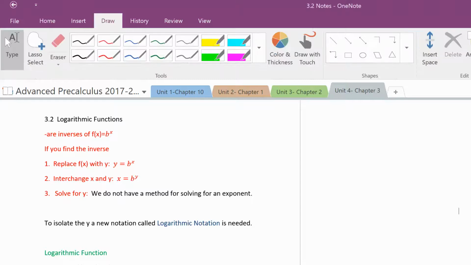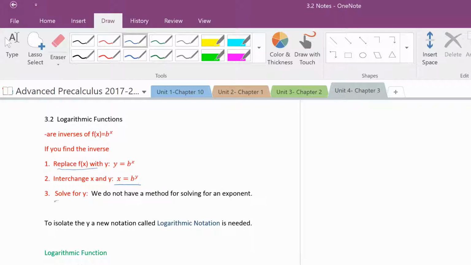Remember, the purpose of a logarithmic function is that it is the inverse of the exponential function. So if you notice, the exponential function is here, the b to the x, and to find the inverse, first remember we replace f of x with y, and then you switch the x's and y's. So you get to this point, x equals b to the y.